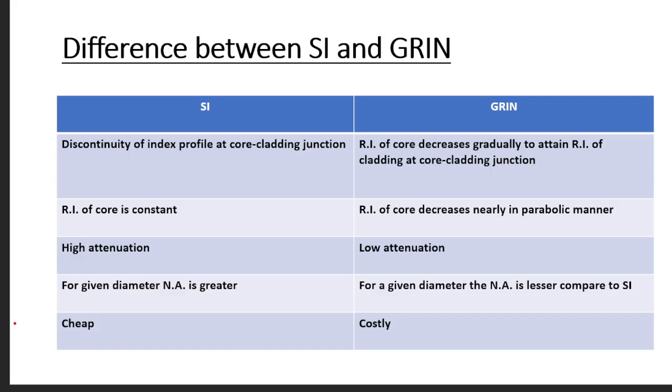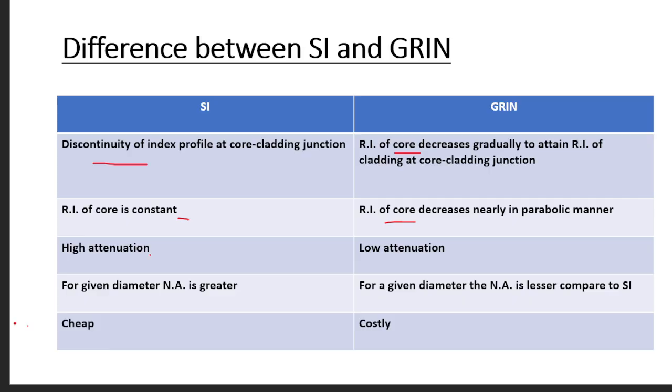So this point is very important for your exams. So let us discuss. In step index fiber, as we discussed earlier, there is a discontinuity in the index profile. That means from core to cladding, you will get a fixed value of refractive index. And in graded index fiber, the refractive index of core decreases gradually to attain the refractive index of cladding. Now the second point is, in step index fiber, the refractive index of core is constant, and in graded index fiber, the refractive index of core decreases in a parabolic manner.